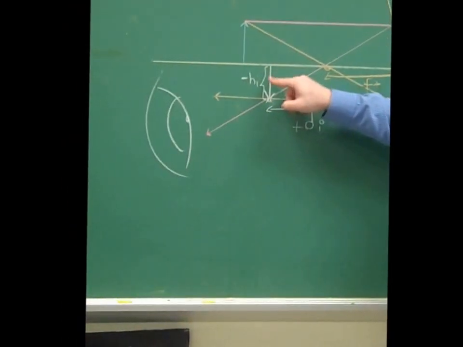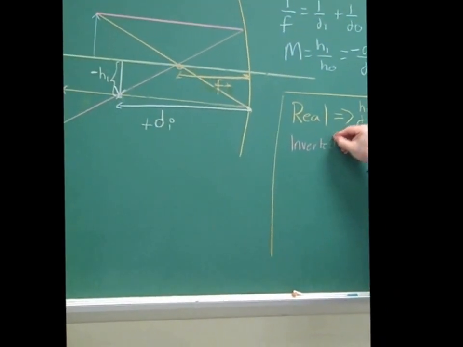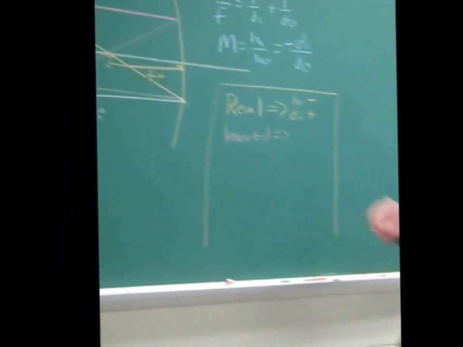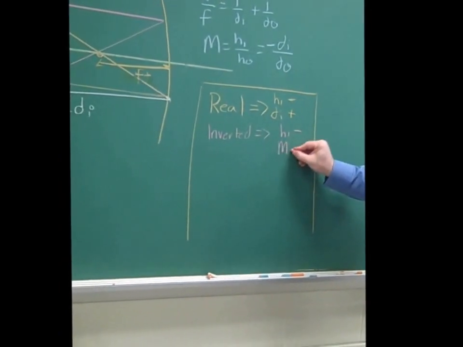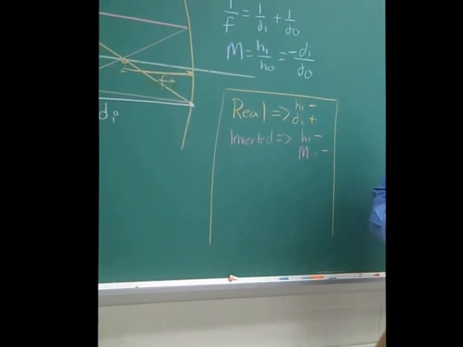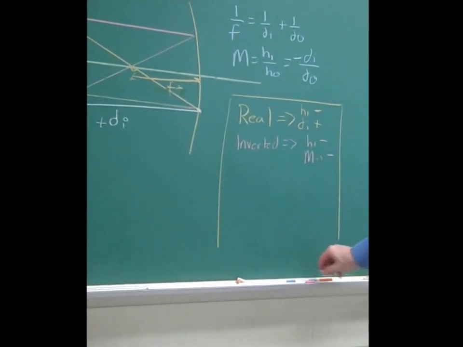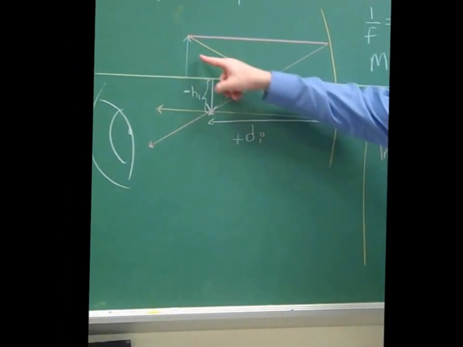Next up, this is inverted. Because it's upside down, hi we said is negative. And we're going to say that m is also negative. It has a negative magnification because it's upside down. And looking at this, it looks like this is actually reduced. The image appears smaller than the object.